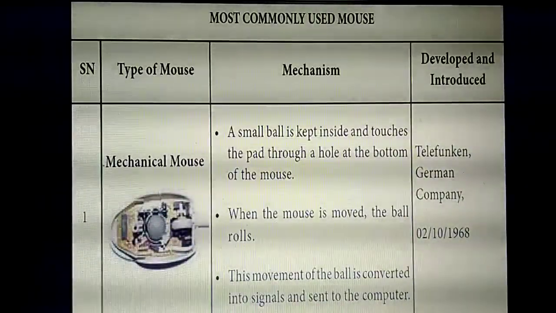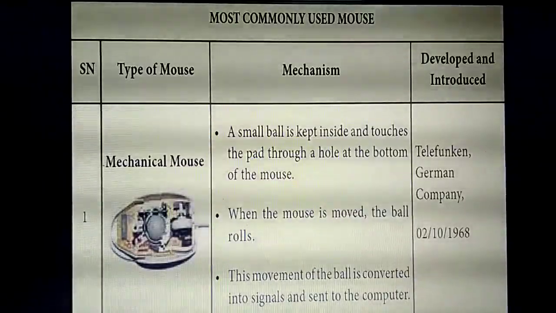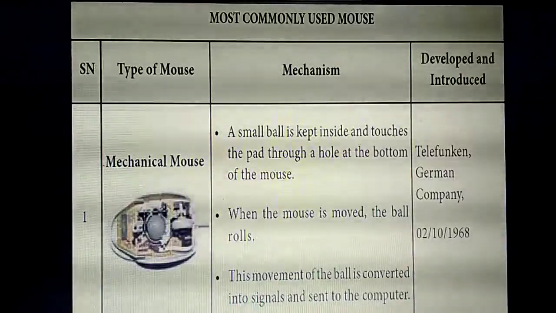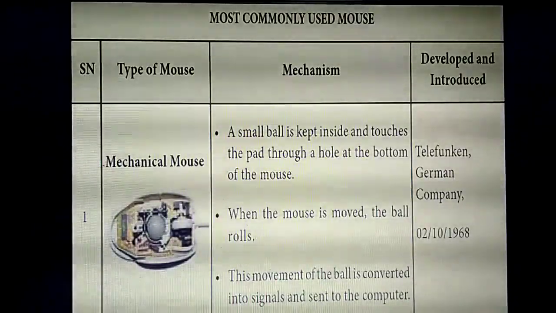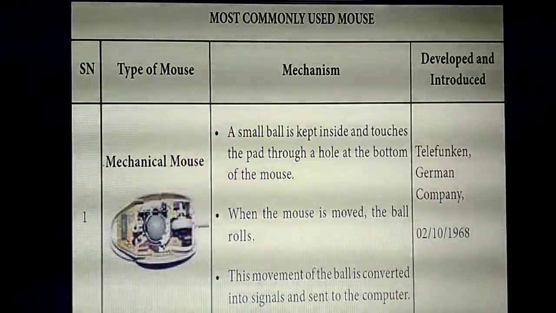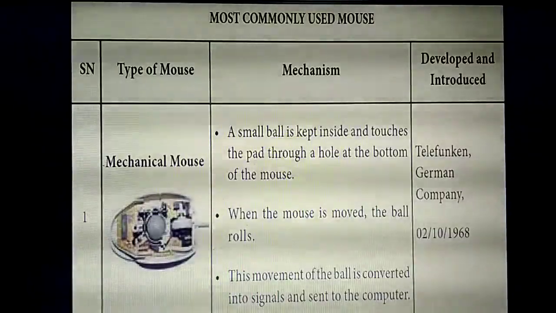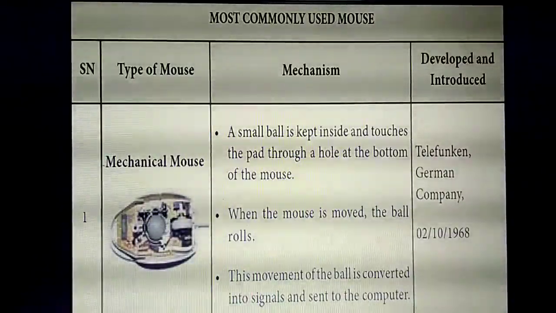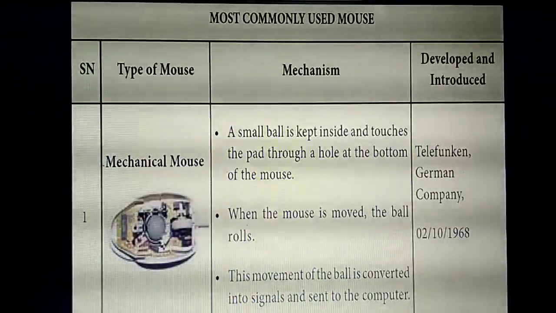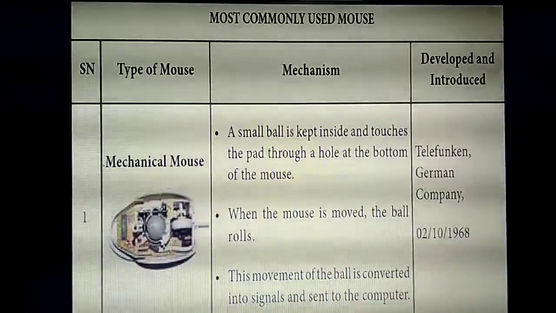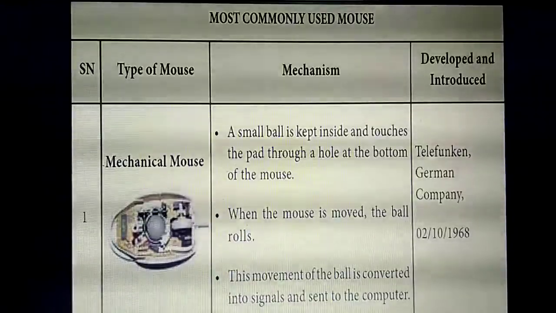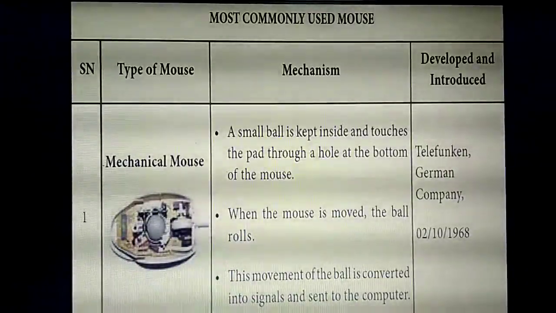Where do you keep the mouse? You keep the mouse on a small pad. In this mechanical mouse, at the bottom part there is one hole. Through that hole the ball touches the pad at the bottom. So the special feature of the mechanical mouse is that at the center you can see one ball-like structure, and at the bottom there is one hole through which the ball touches the pad.